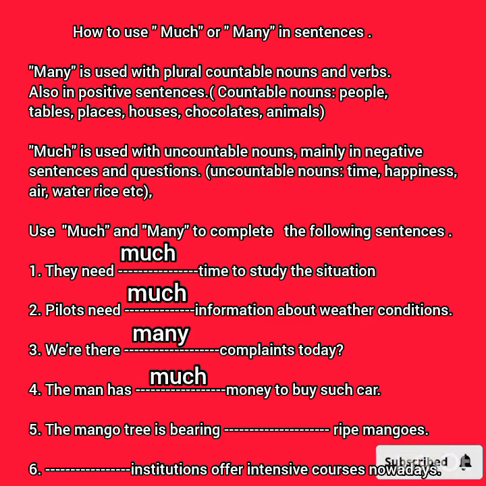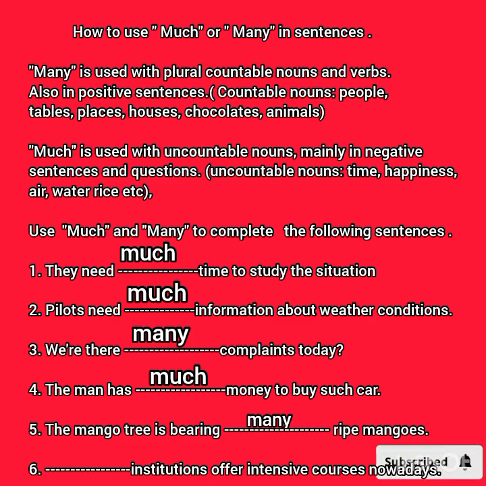Now let's look at the fifth sentence. The mango tree is bearing dash ripe mangoes. Now, are there countable nouns in this sentence? Yes, there are. Mangoes here can be counted, and since they are countable nouns, the right word to make use of in this sentence is: the mango tree is bearing many ripe mangoes.